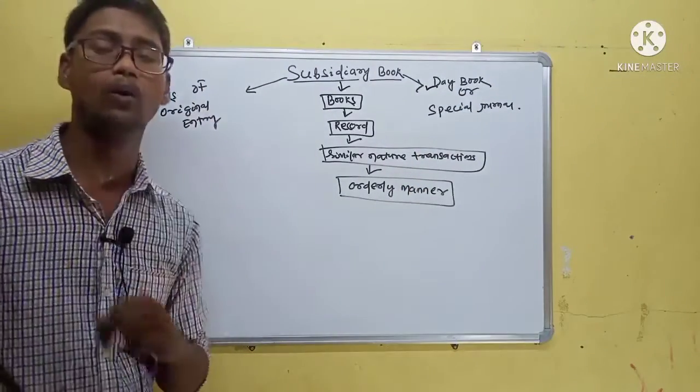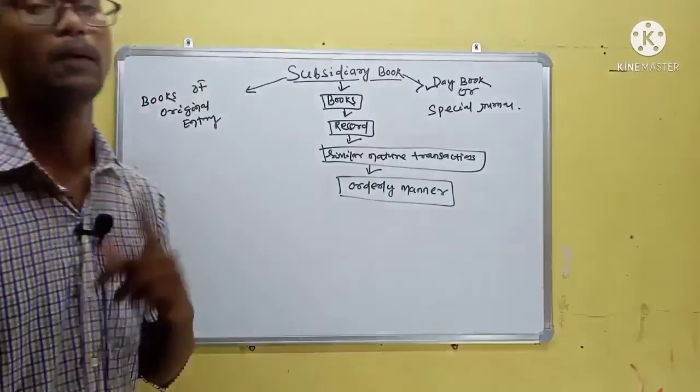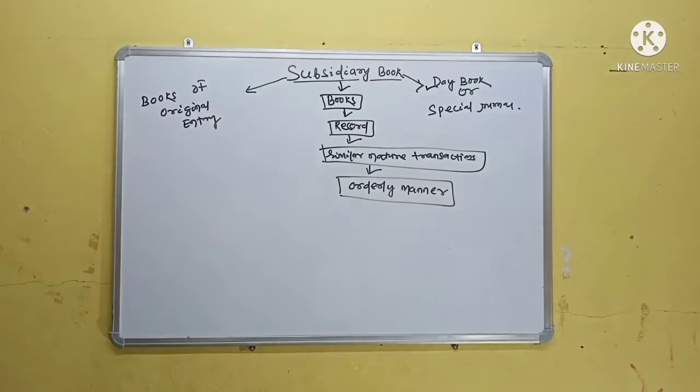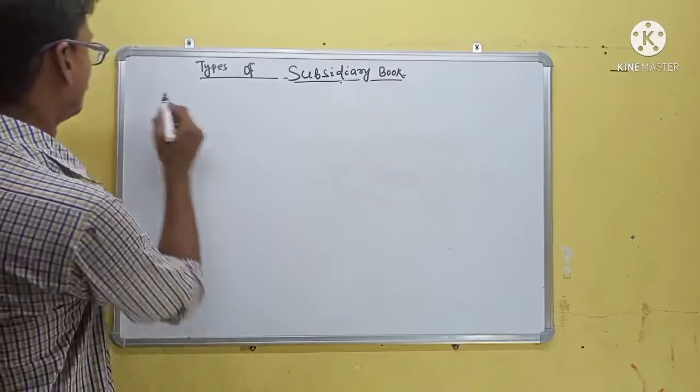Next, we will learn about the types of subsidiary book. There are 8 types of subsidiary book.